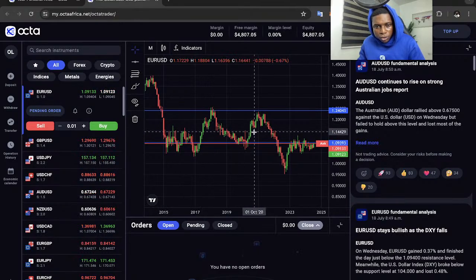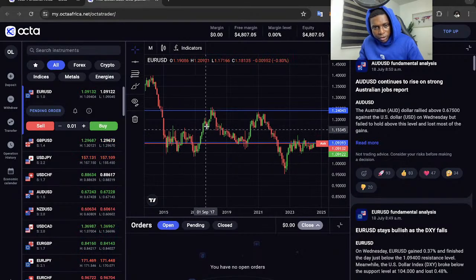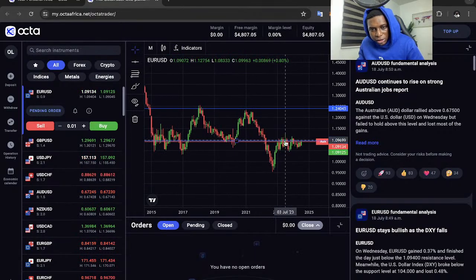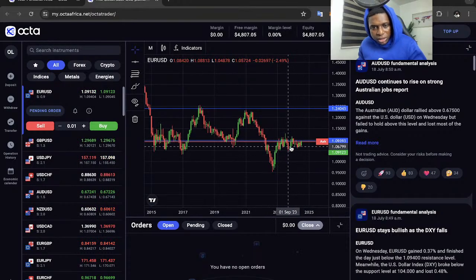All right, so why is it a major support zone? You can see that it has held price from breaking down further for a long time. And currently we can see that the market is ranging at that level. The market has been ranging at that level since 2023, and now this is 2024, and we can see price still ranging at that level.